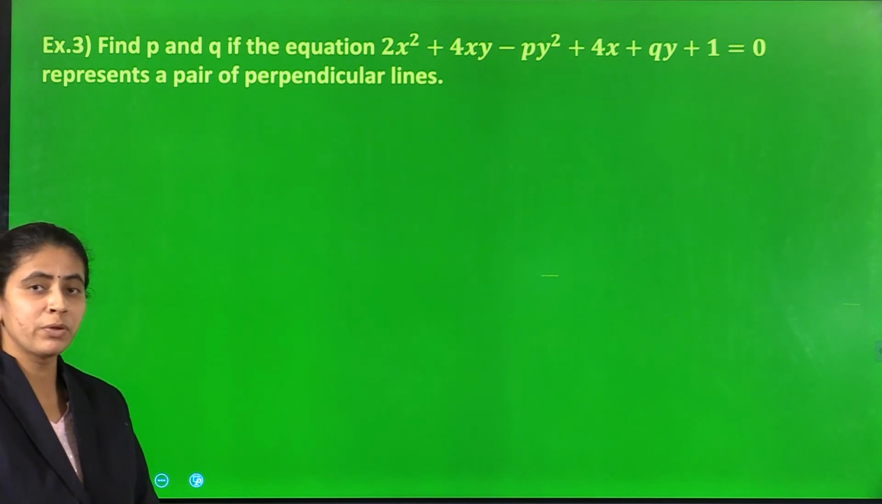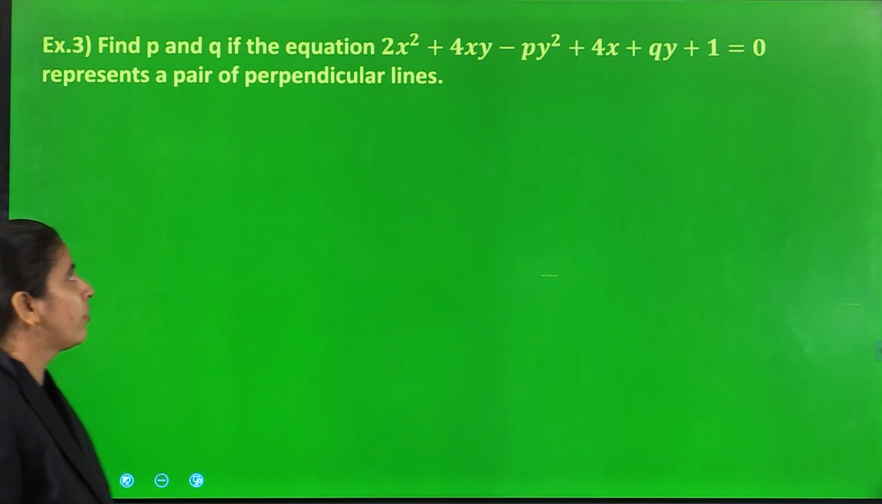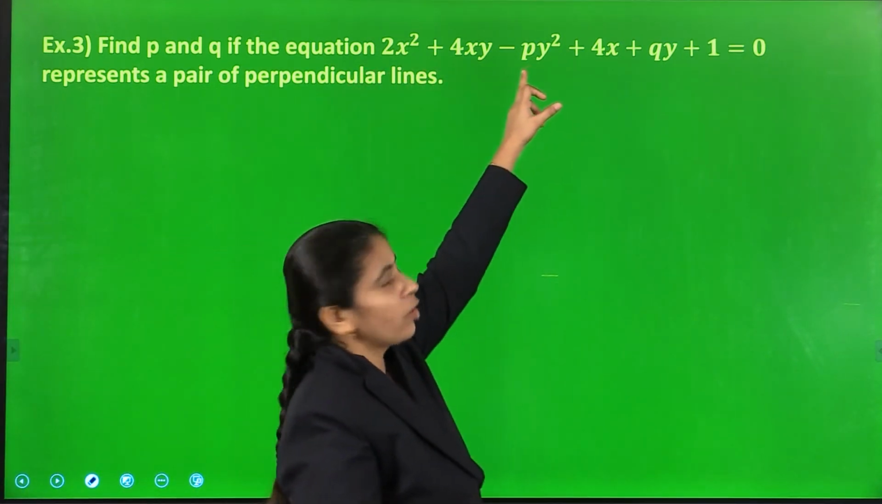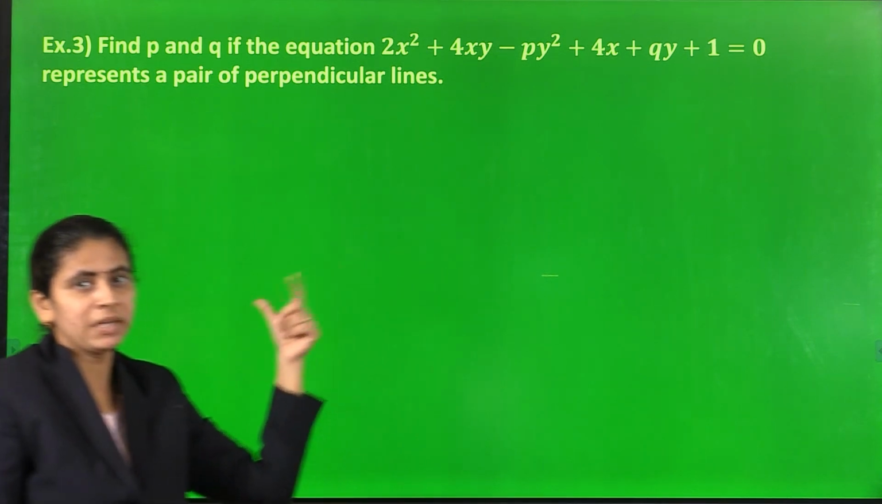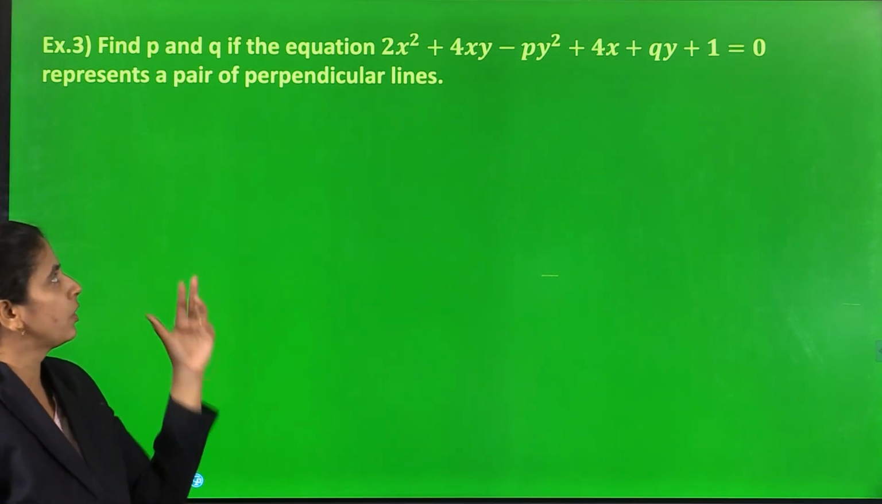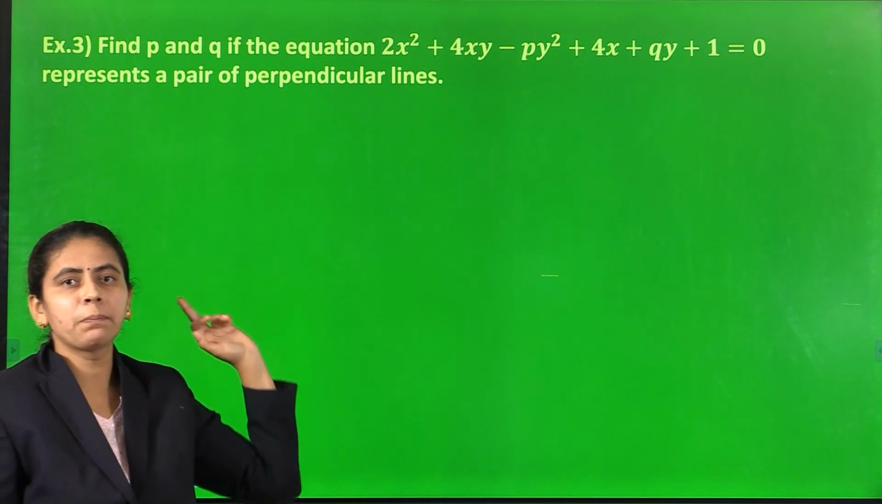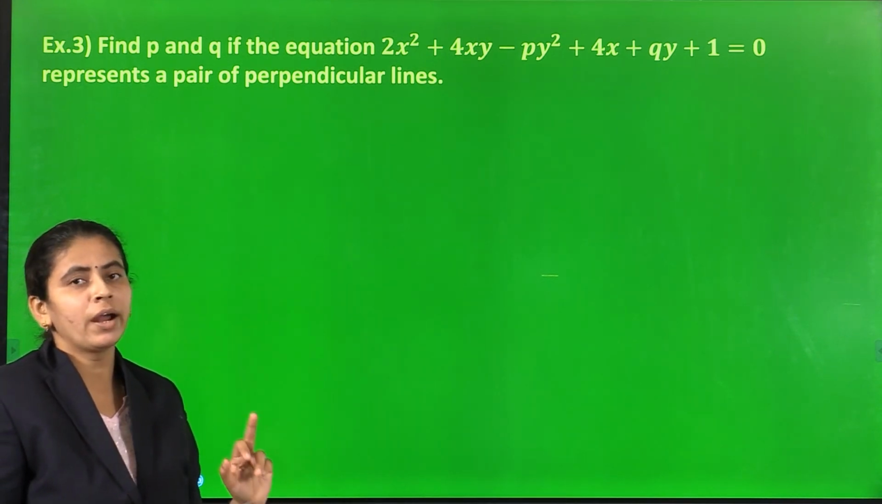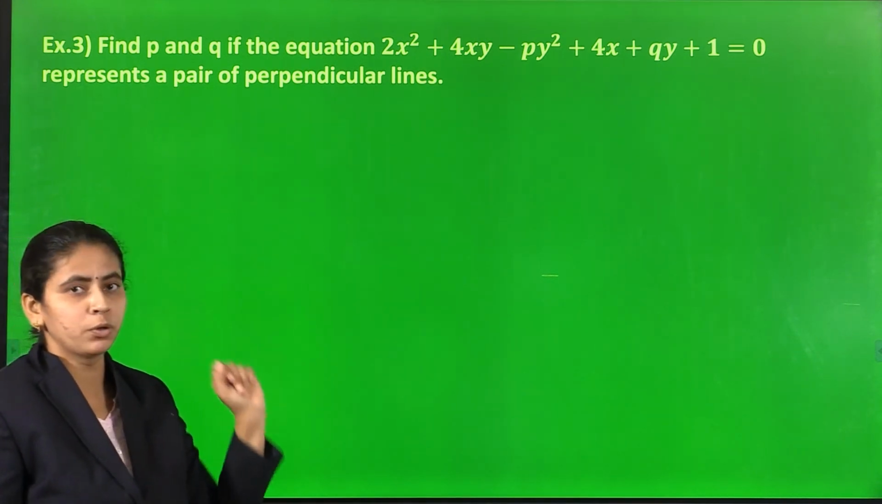a plus b should be equal to 0 means what? The coefficient of x square and the coefficient of y square, the addition of these two should be equal to 0. That is 2 plus (minus p) equal to 0, and so we will get p equal to 2.